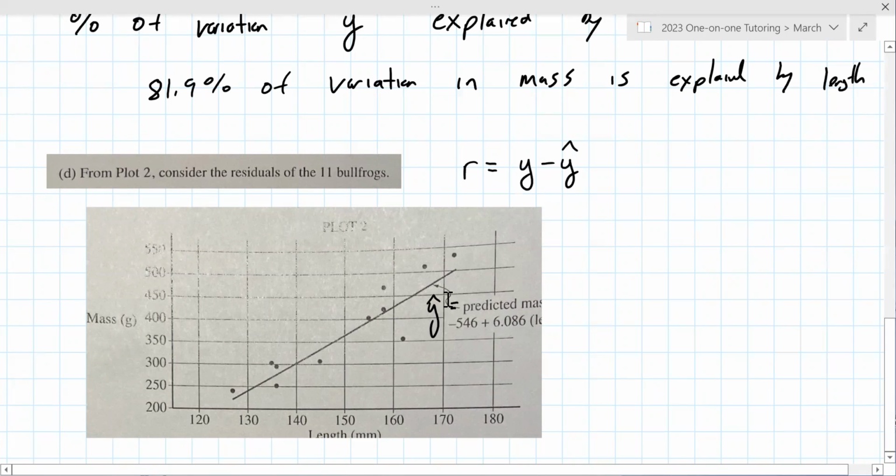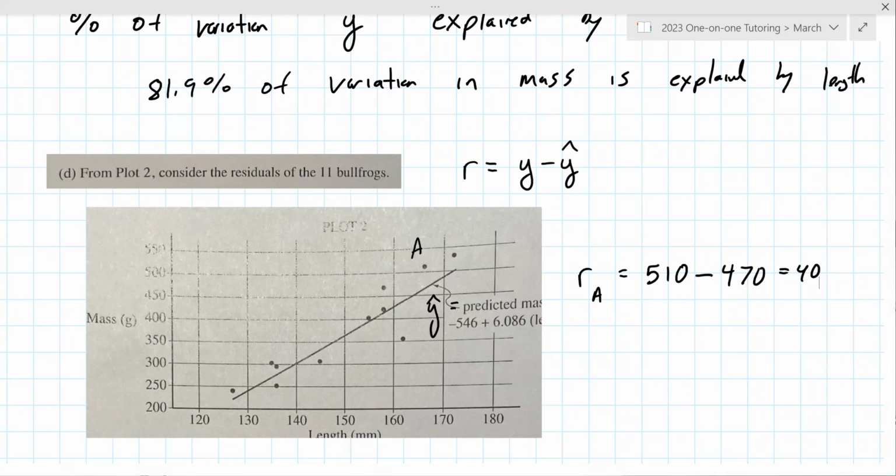So for example here, let me pick this point A. The residual at A would be, let's see, Y is approximately 510, and the Y hat, the predicted value, which is along the line, is probably around, I don't know, say 470. So there are 11 residuals, one for each of these. Now we can get to what the question asked for, but is it clear what a residual is? Yeah, I remember. It's just like the distance between the regression line and the actual point. Yes. Some are positive, some are negative.